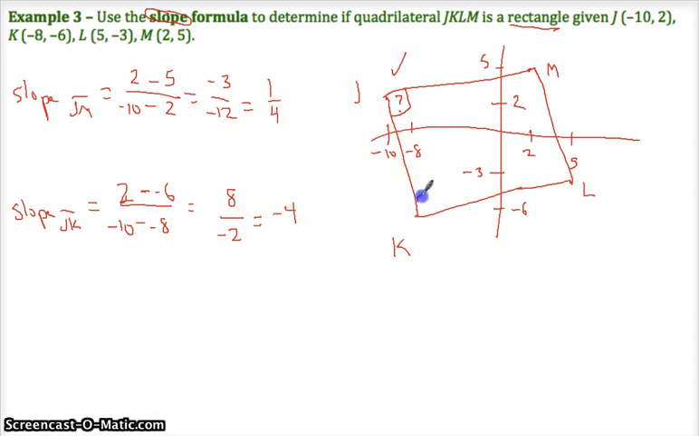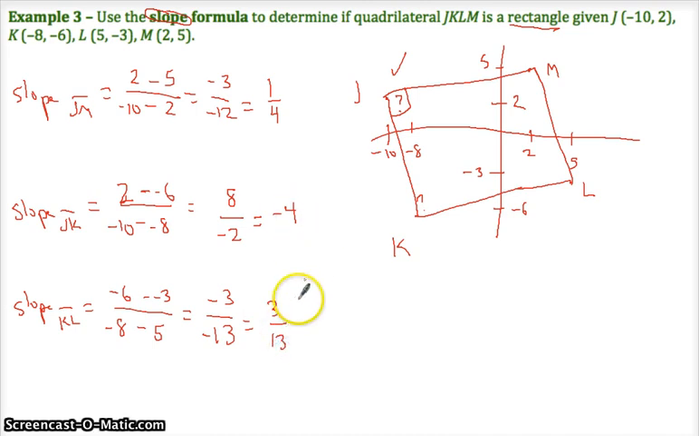Let's keep going. Let's look at JK and KL. Well, I've got JK already. Great, I don't need to do that again. Slope of KL: all right, what's K? K is negative 8, negative 6, and L is 5, negative 3. Negative 6 plus 3, I get that. Negative 8, whoa, looks like we have a problem here, Houston. This is positive 3/13. This is not perpendicular to negative 4.